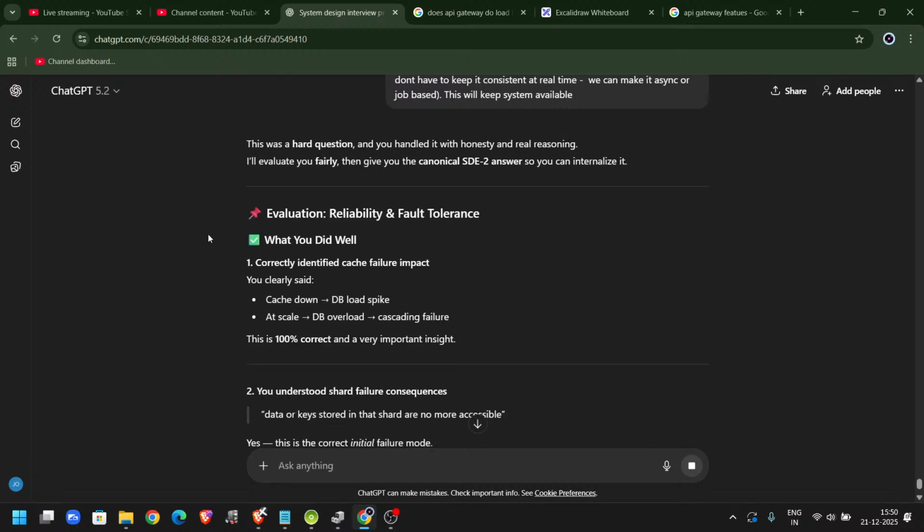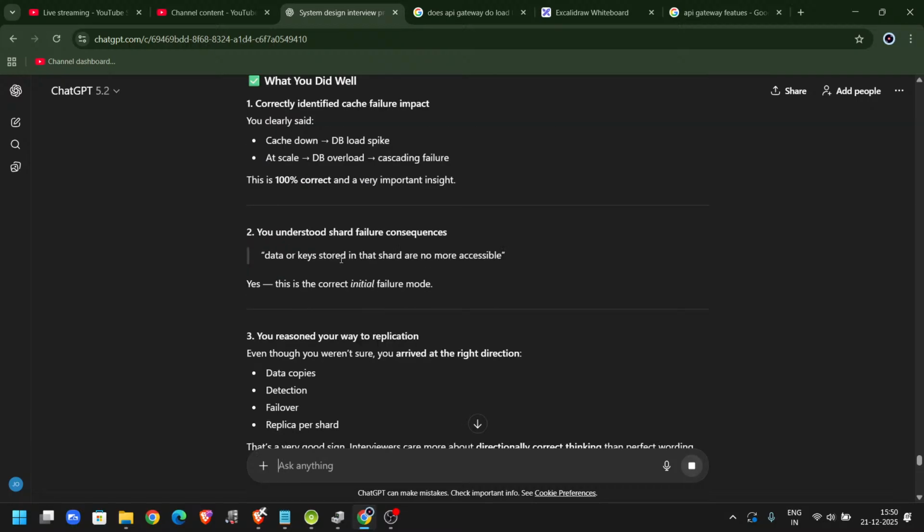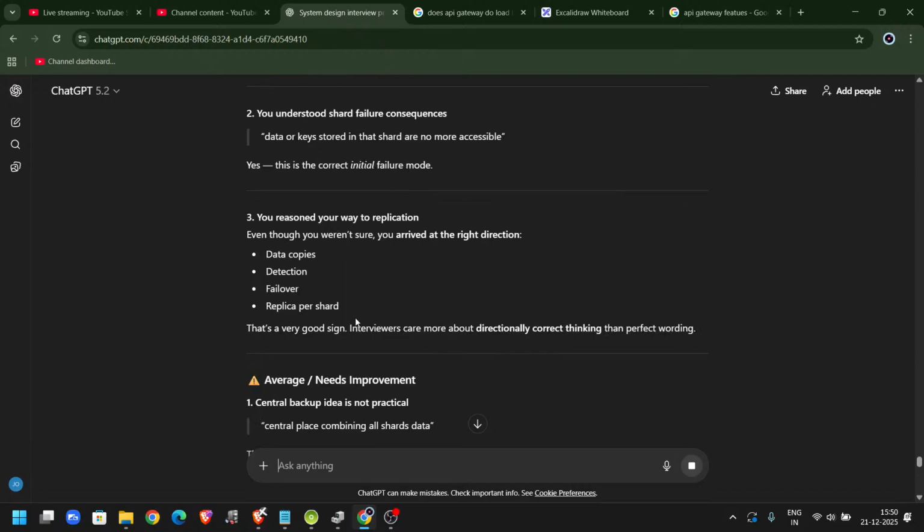This was a hard question and you handled it with honesty and real reasoning. ठीक है. Correct identified cache failure impact. You clearly said cache down is equals to db load spike at scale, db overload, and cascading failure. This is 100% correct and very important insight. You understood shard failure consequences. Data or keys stored in that shard are no more accessible. Right? You reasoned your way to replication even though you weren't sure. You arrived at right direction. Data copies, direct detection, failure, replica, failover, replica per shard. This is a very good sign. Interviewers care more about directionally correct thinking than perfect wording.